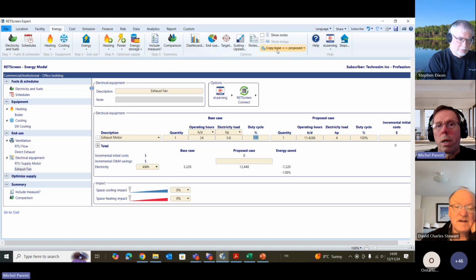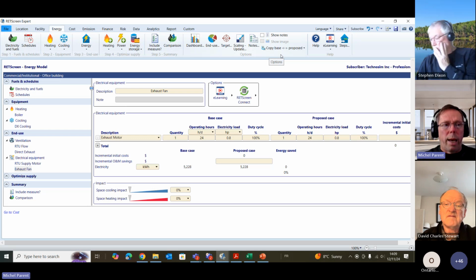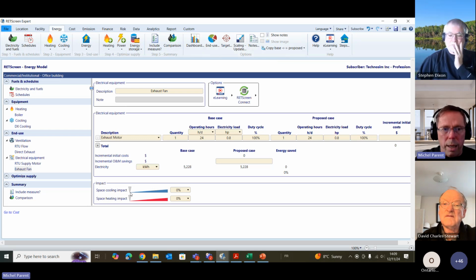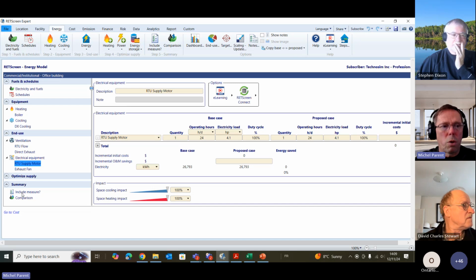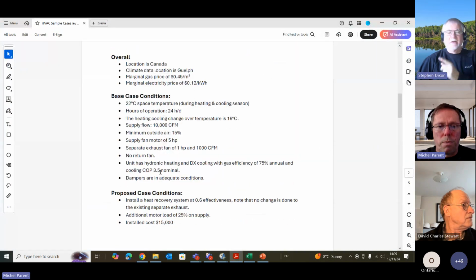I'm going to be doing copy paste propose so I don't make data entry errors. And this one doesn't have any impact on space heating and cooling because it's an exhaust. The other one does have an impact on space heating and cooling. So we have our model. If I go to the include measure, we're at 0 everywhere because we have not defined any measure. So what's our measure?